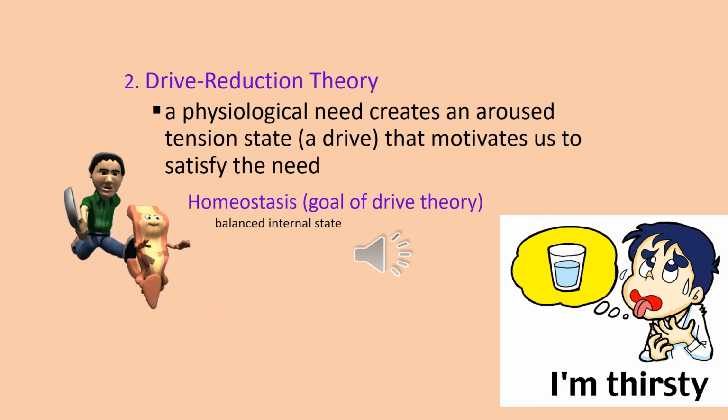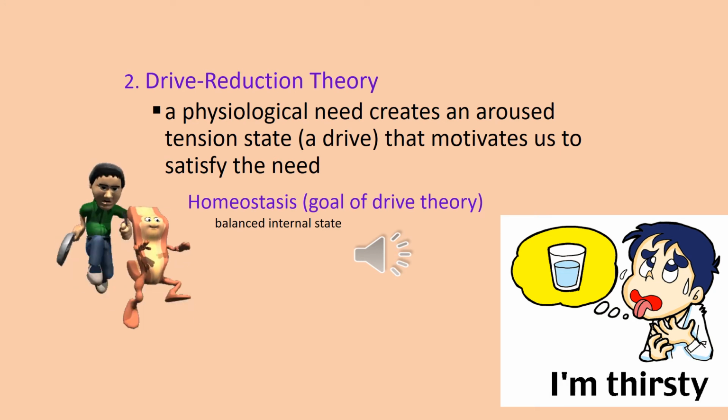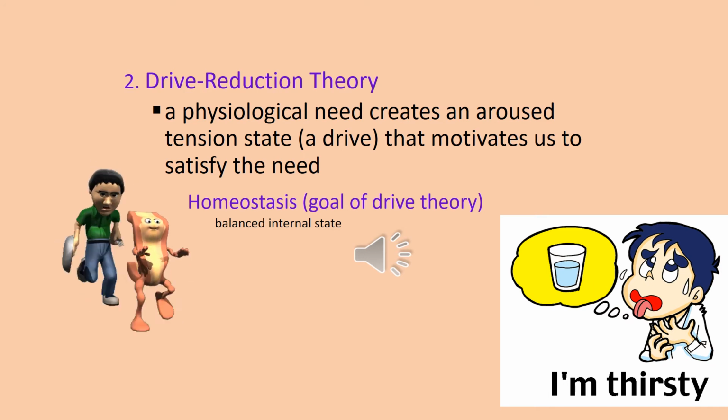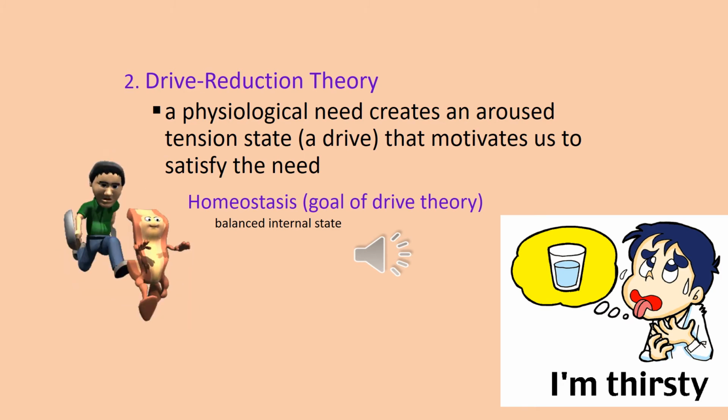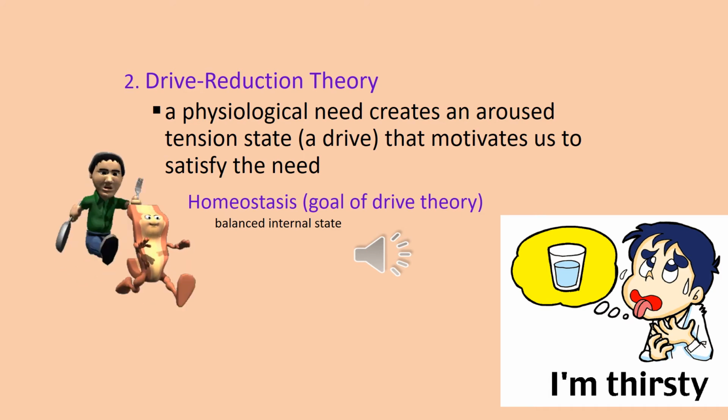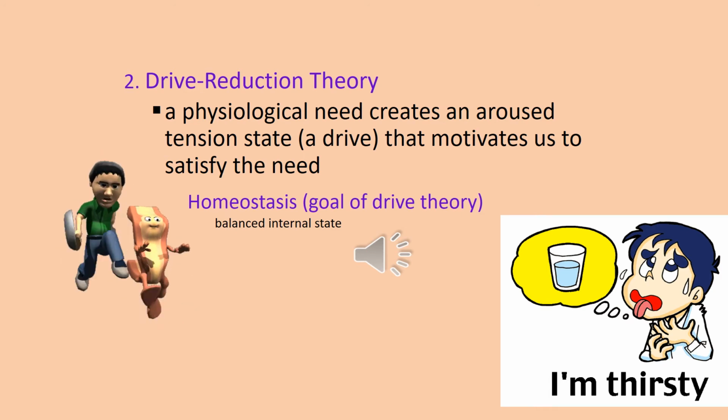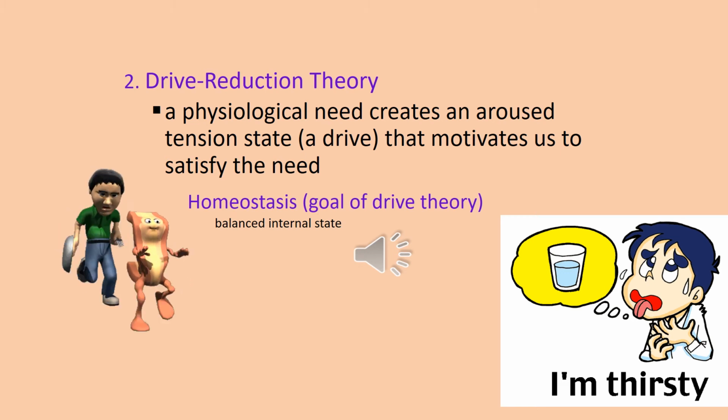The second theory is also a biological theory, the drive reduction theory. According to this theory, some of our behaviors stem from us having a physiological need that's happening inside of us that causes a tension state. For example, we're hungry. So that motivates us to engage in a behavior or action to satisfy that need. If you're hungry, you're driven to get food. If you are thirsty, you're driven to go get water or something to drink to satisfy that need. So you have a need and you're driven to satisfy it.